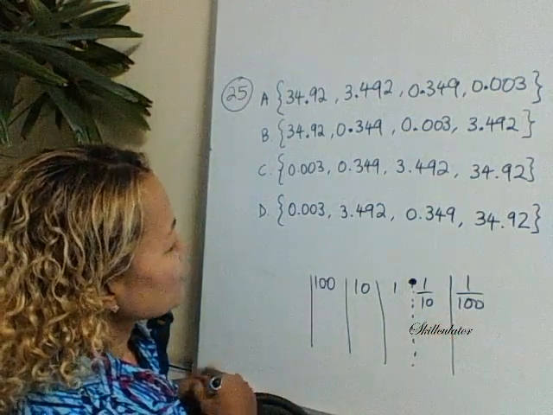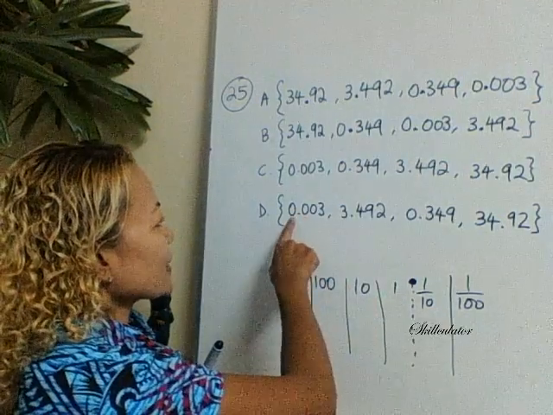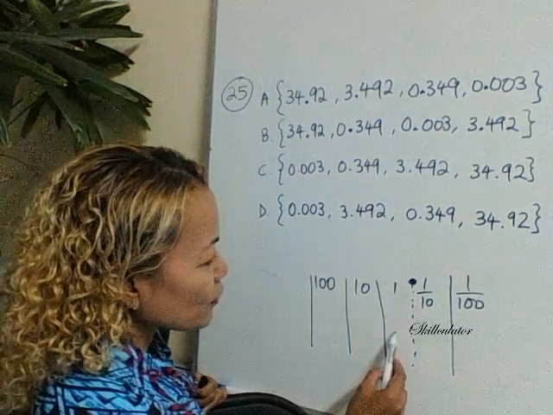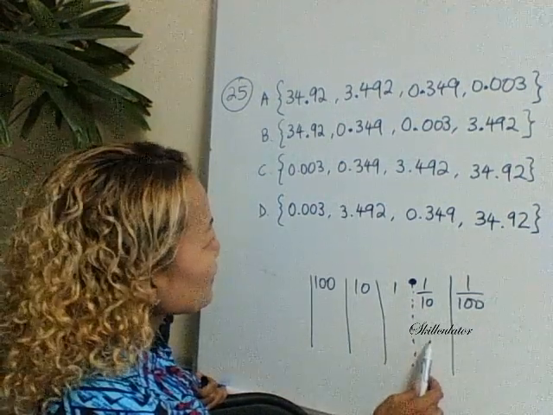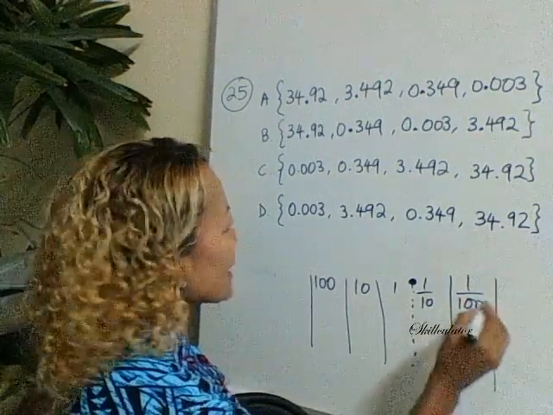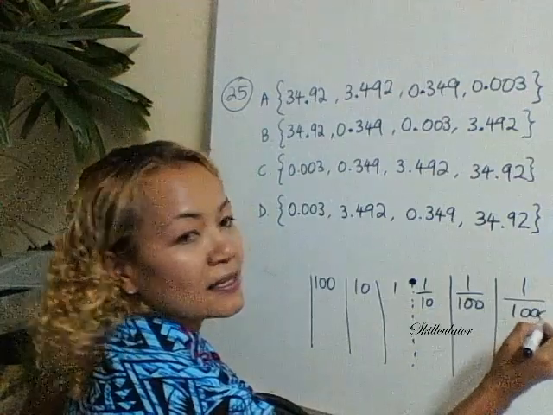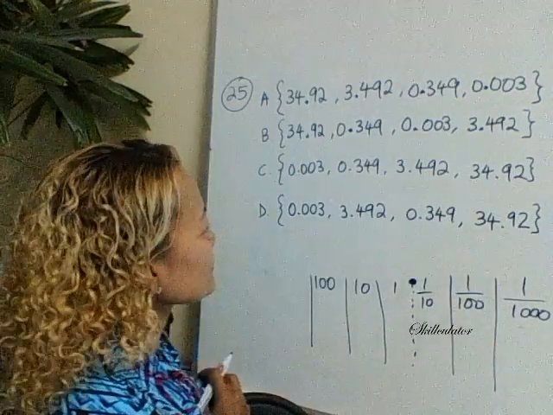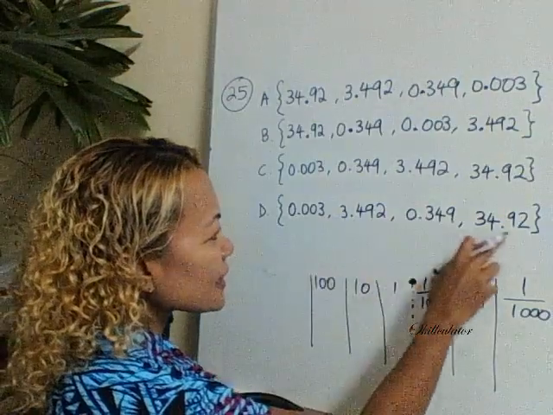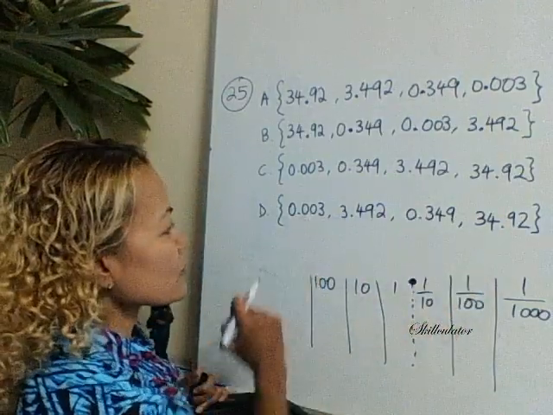Okay. So if we look at the four numbers, let's choose one. It says 0.003. So it has 0 in the ones column, 0 in the tenths column, 0 in the hundredths column, and 3 in the thousandths column. So that's pretty small. Can we see any other number here that's smaller? No, that is actually the smallest one.